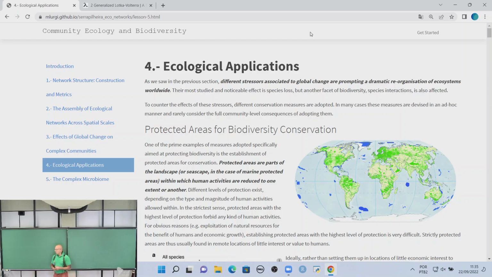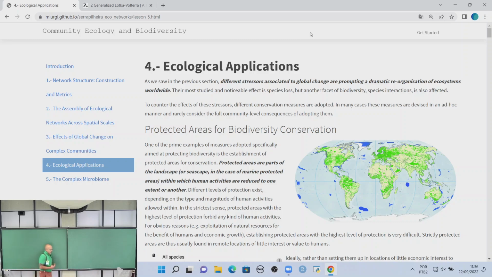So usually what this means effectively is that protected areas are set in places where there is no human interest, right? So on a very steep hill where you cannot build buildings or set up crops, or in remote desertic areas because of the same reason. And it's easy to see that this is not the best approach to protect biodiversity, right? Because there might be places where you have a lot of species and complex ecosystems that are not in these remote areas. So that is one of the main challenges.